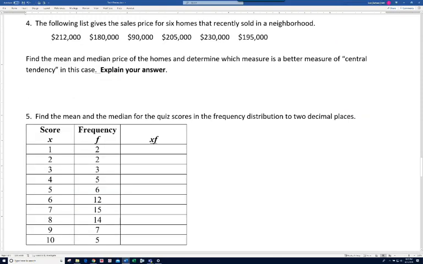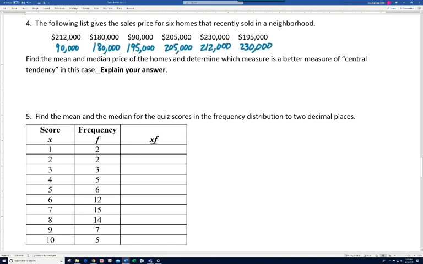So in number 4, it says the following list gives the sales price for 6 homes that recently sold in a neighborhood. Find the mean and median price of the homes and determine which measure is a better measure of central tendency in this case. All right, so again, I think I'm going to go ahead and order the data.